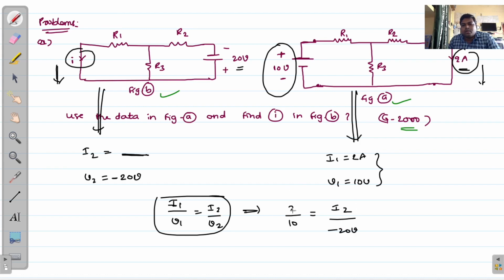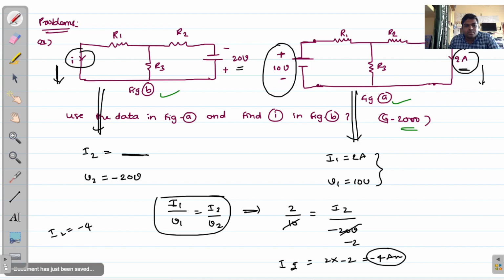So I2 equals how much? 2 into minus 2, so you will get minus 4 amperes. So I2 equals minus 4 amperes. This is your answer.